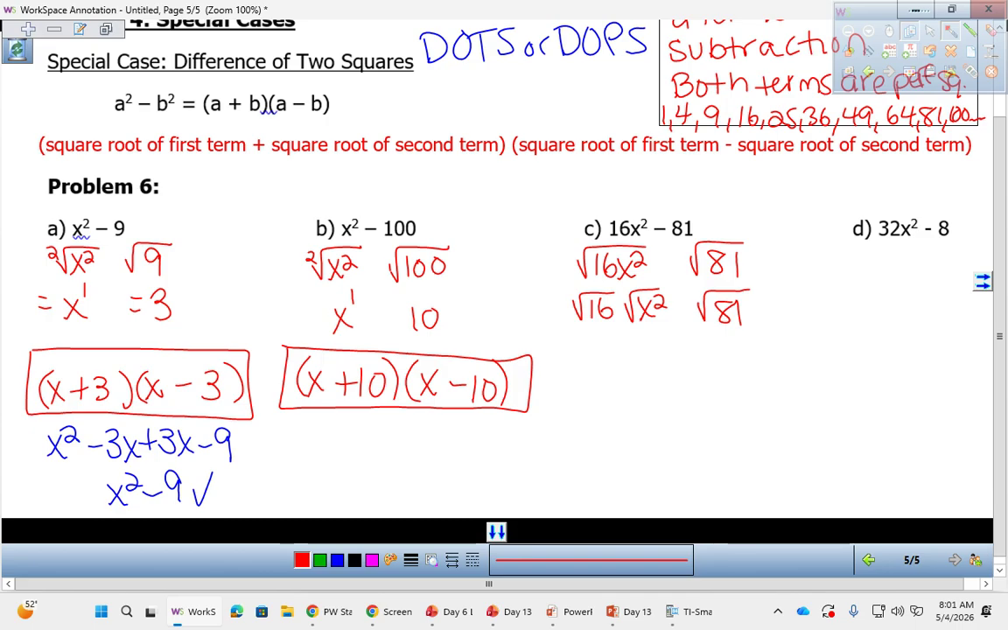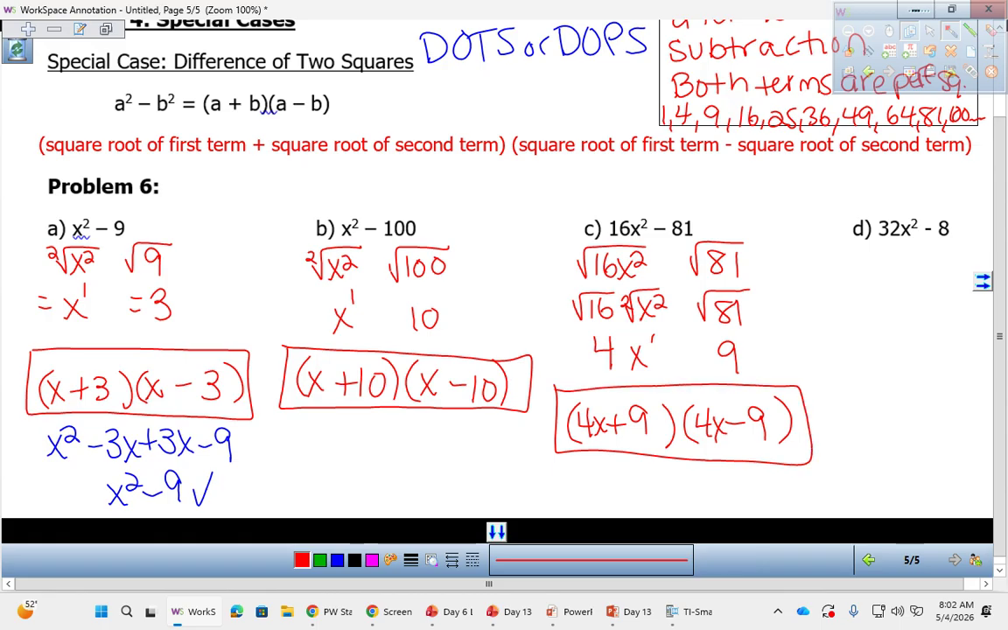So the square root of 16 is 4, and 2 goes into 2 one time. I just can't forget about the x. So altogether, the square root of 16x squared is 4x. And the square root of 81 is 9. So I have the square root of each term. When I do differences of perfect squares, one parenthesis gets a plus and the other gets a minus. I'm going to take the 4x and the 9 and put those in both sets of parentheses.